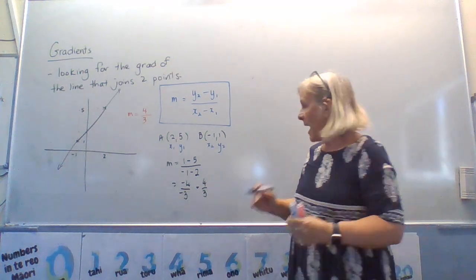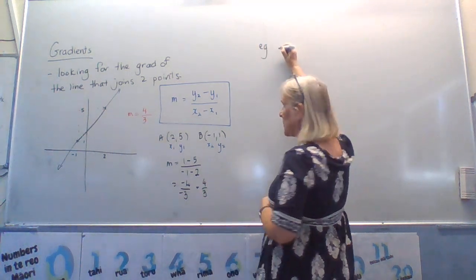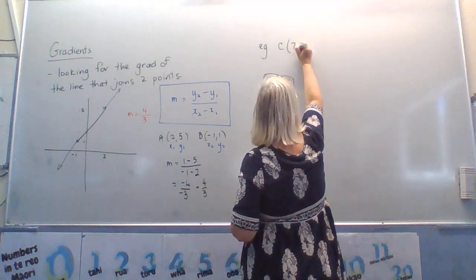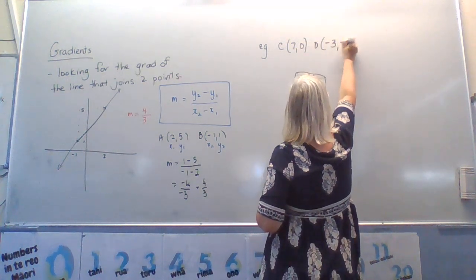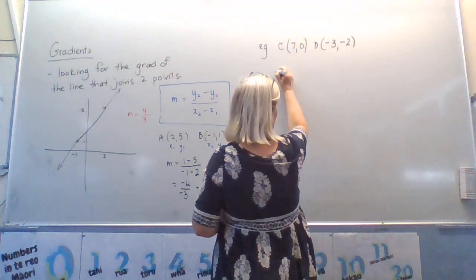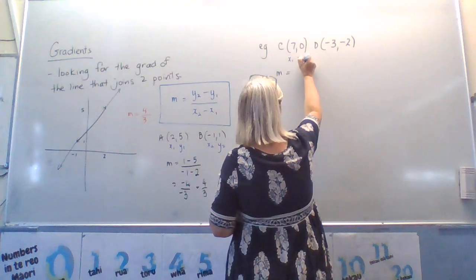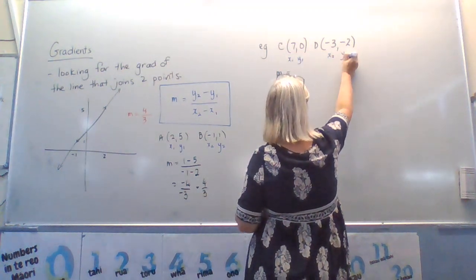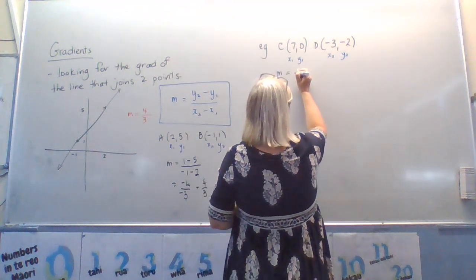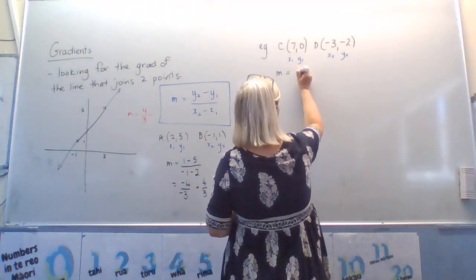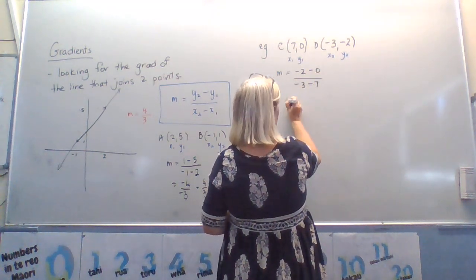All right? But if we didn't have one, so another example, if we didn't have the picture and we didn't know the answer, what would we get? M equals, label the points first, x1, y1, x2, y2. I saw a lot of you trying to get away with not labelling the points yesterday. Make sure you do. So we've got y2, negative 2 minus 0 over negative 3 minus 7 equals.